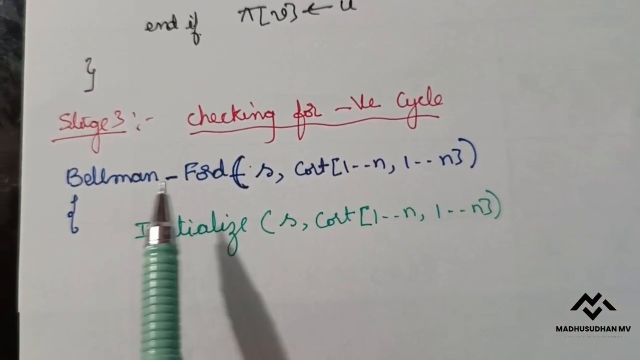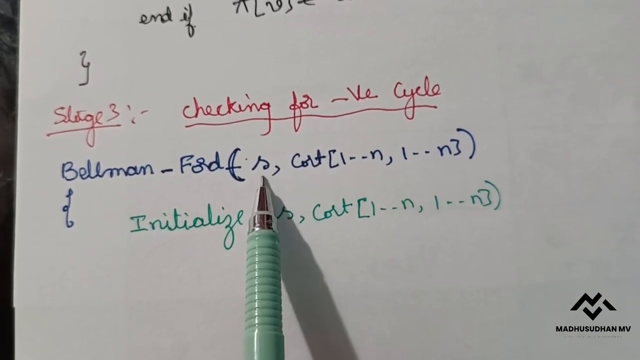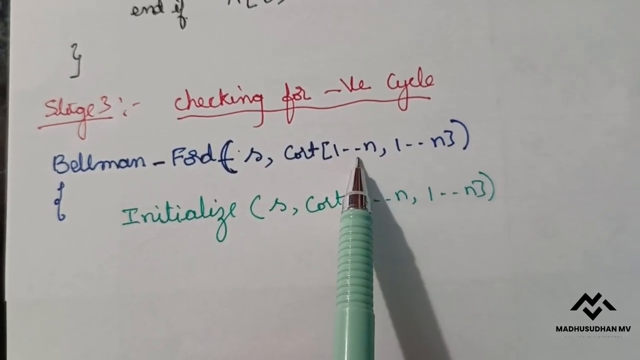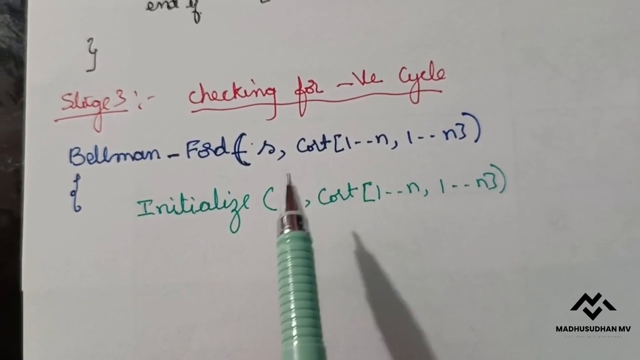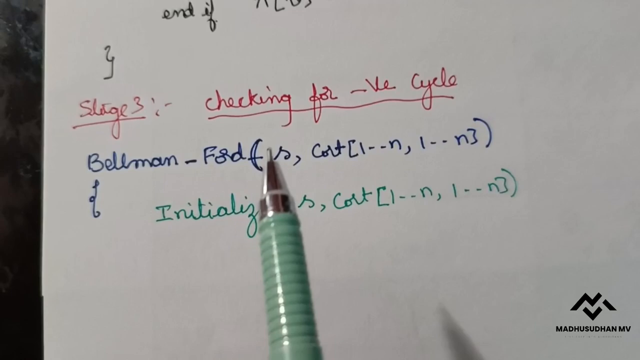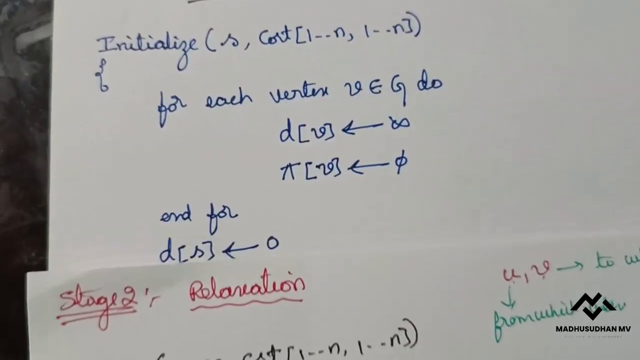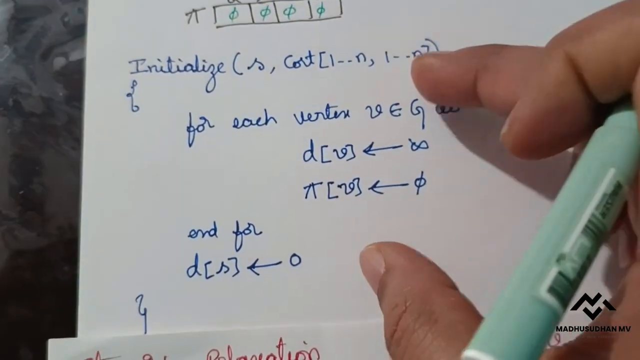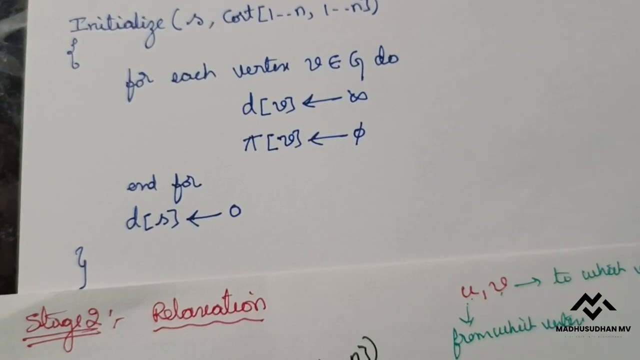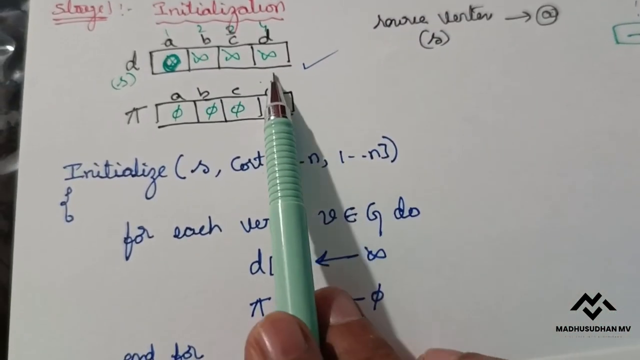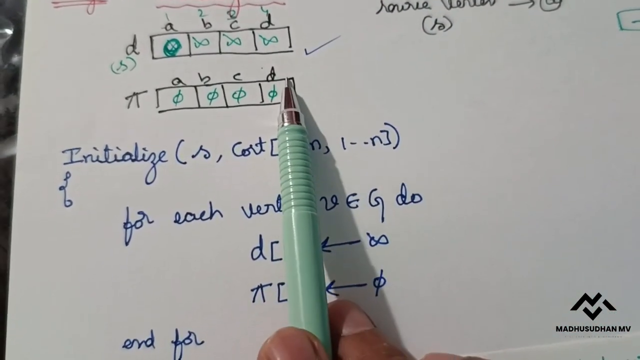See, in the state Bellman Ford, the parameter to be passed is the source vertex and the cost adjacency matrix for the given graph. First thing it will do is call the initialization state. So whatever we did in the previous initialization, this function is called by our Bellman Ford algorithm. It will call this one, so this will get done. These two things get done by initialization.